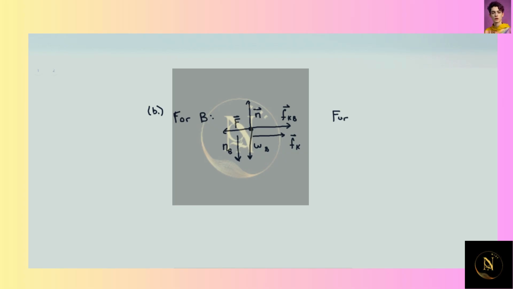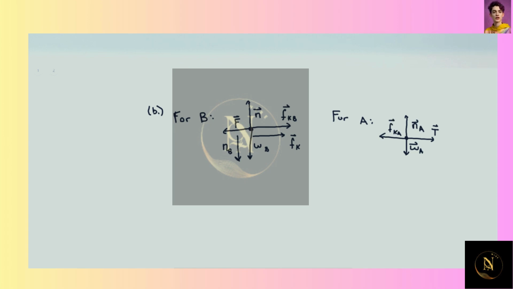For block A, the force diagram is a little simpler. We have the normal force just due to the weight of block A. We'll call it NA. We have the tension in the rope to the right. We have the weight of block A downward. And we have the friction to the left.